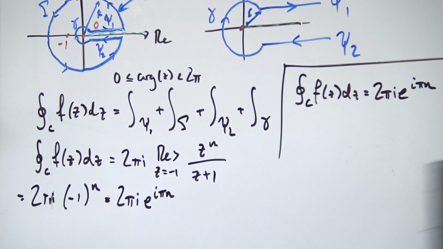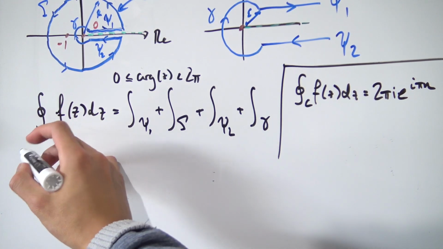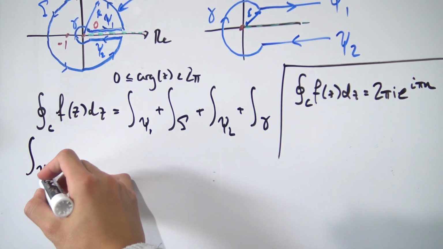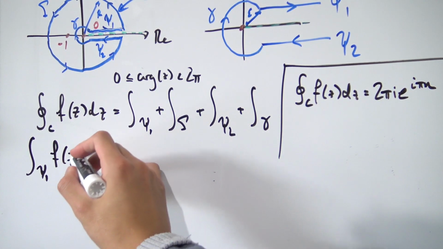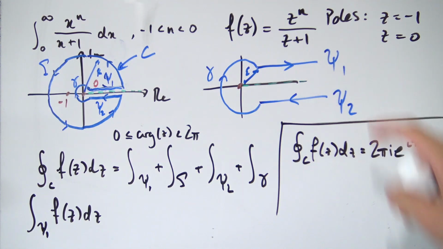Alright, so on to the next integral. Let's evaluate the integral over psi 1, the integral over psi 1 of f of z dz. What exactly is that? In order to evaluate this, we need a better definition of our psi 1. So let's go up a little bit, back to this picture right here. What exactly is psi 1?